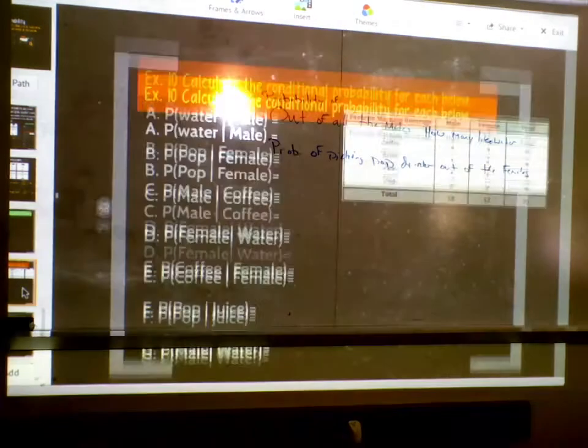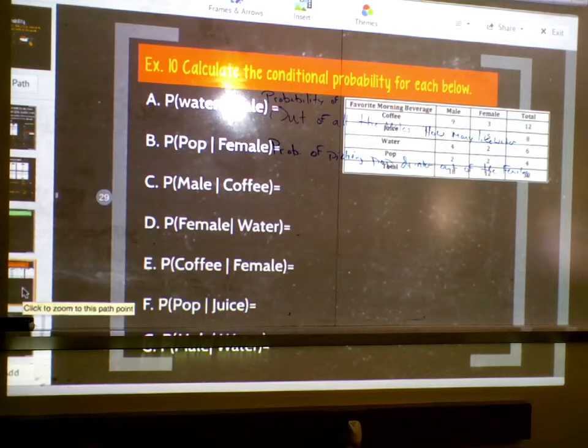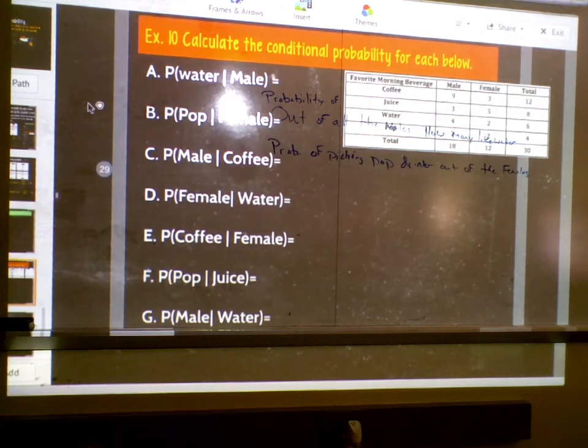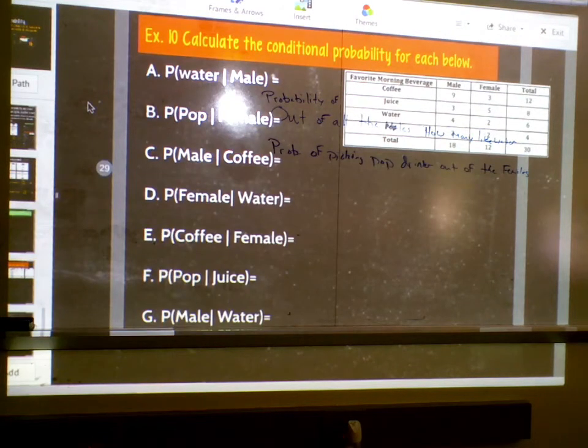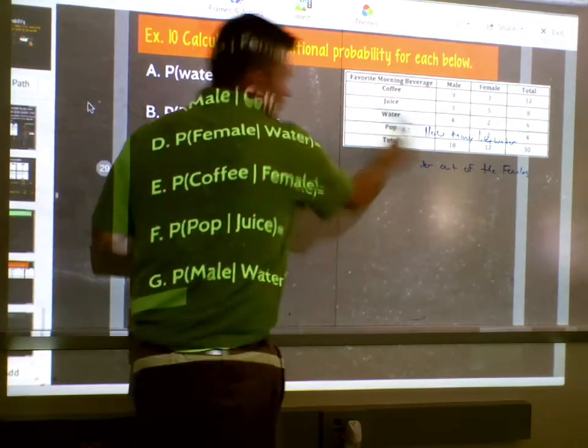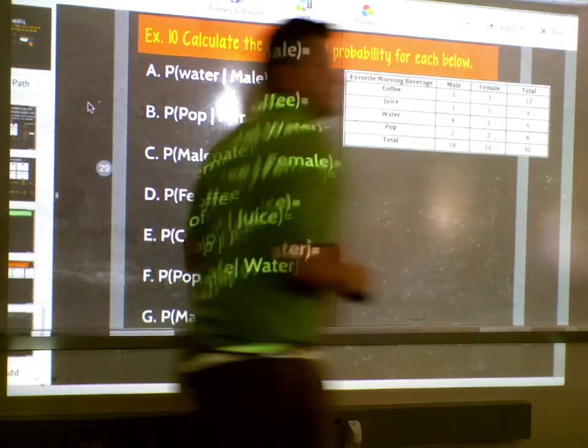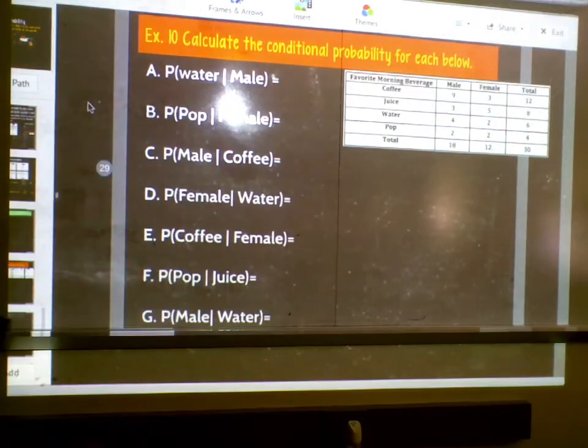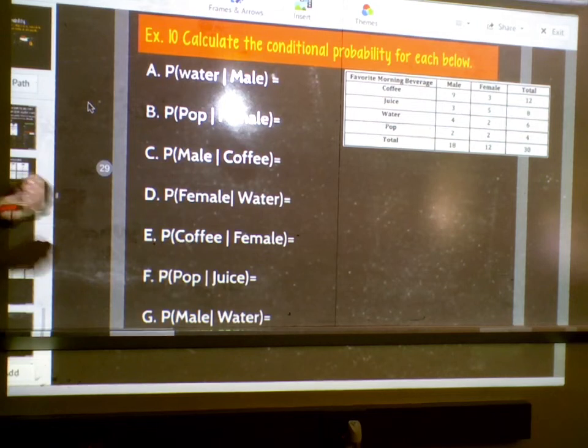Okay, here we go. Now we're actually going to calculate these probabilities. Okay. So the first one: water drinkers that are male. Right? So which population am I taking from? The water drinkers or the male population?